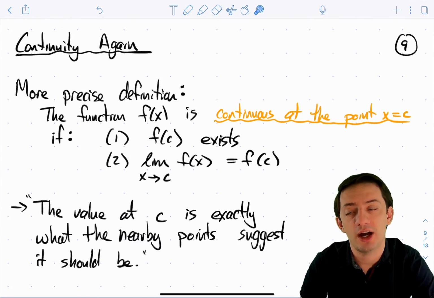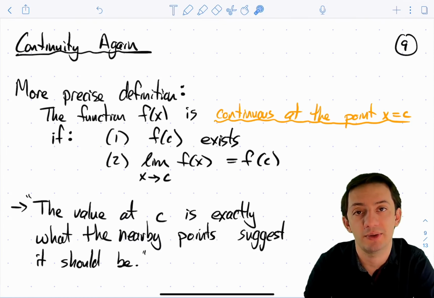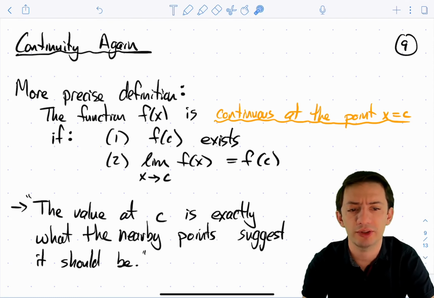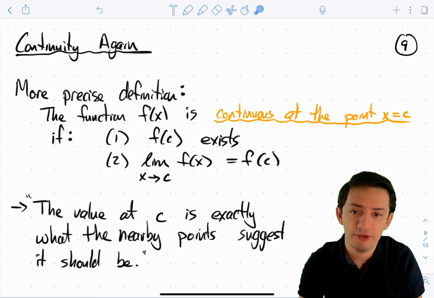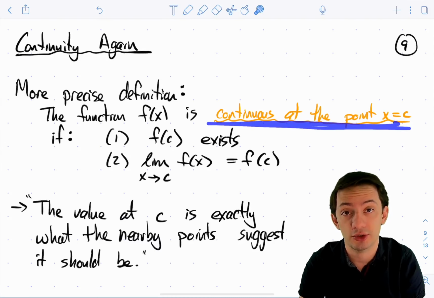Now let me jump back to continuity, because the real definition of continuous comes from a limit. We couldn't say that before because we did continuity and then we did limits, but now we can jump back to continuity and give the real definition. So here's the real definition. The function f of x is continuous at the point c if two things are true.